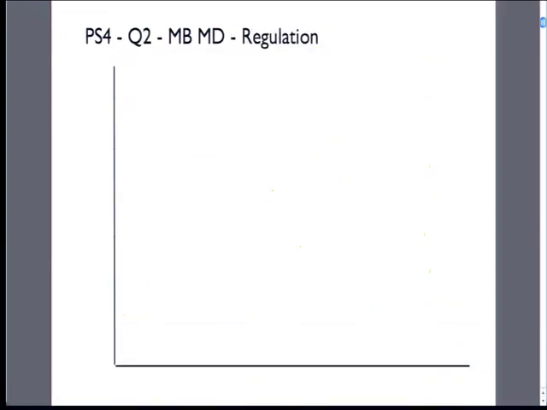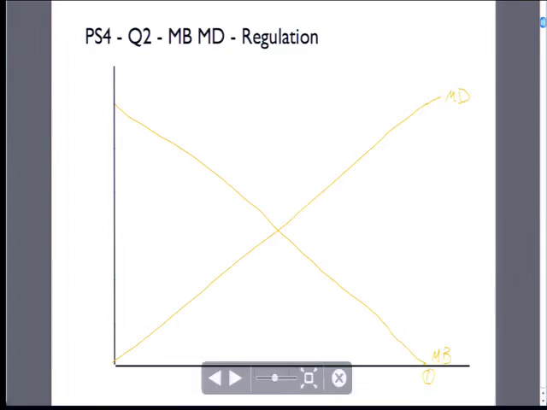Question 2 is about regulation. So again, we're going to have the same curves where we have the polluting industry with a decreasing marginal benefits curve, and then the more pollution we get, an increasing marginal damages curve. Again, we have some point where, if allowed to pollute as much as they wanted, they'd set marginal benefits equal to 0 and pollute at this full amount.